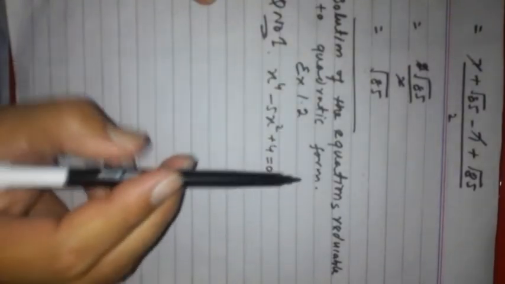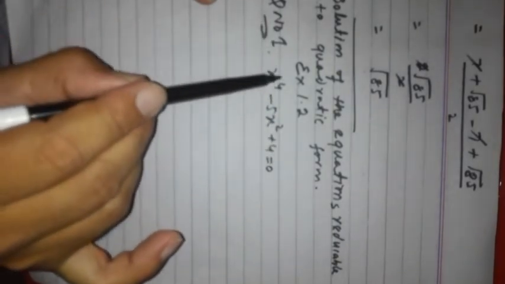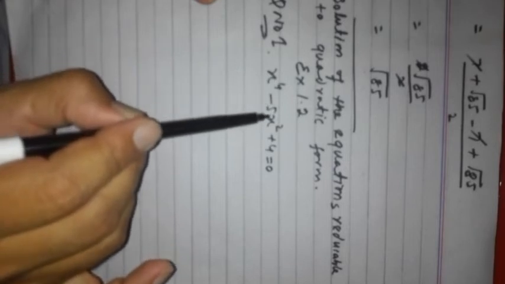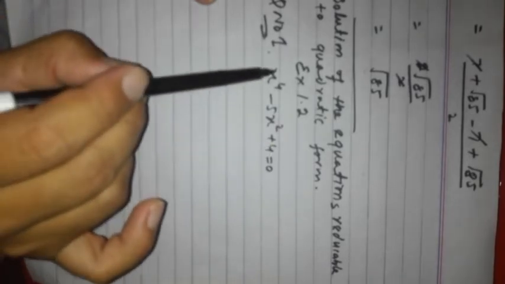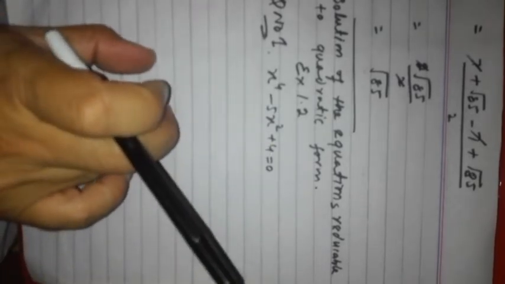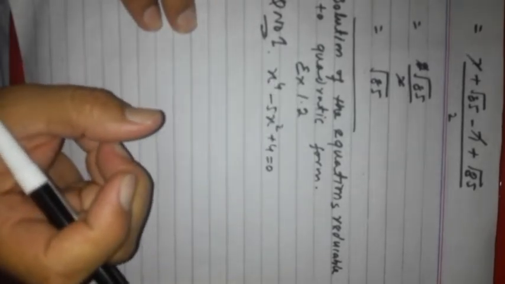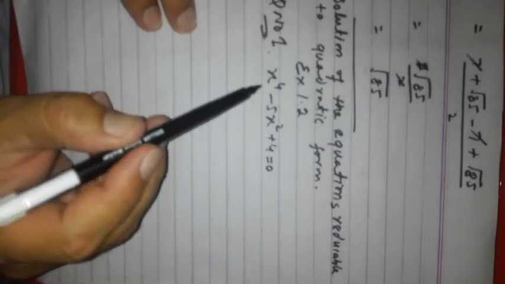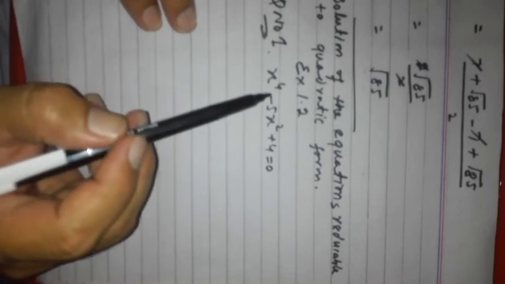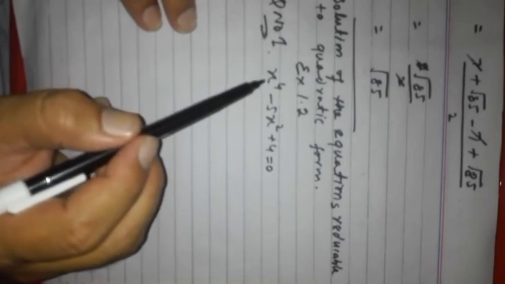Solution of the equations reducible to quadratic form. Exercise 1.2. The first question is x power 4 minus 5x square plus 4 equals to 0. This equation is having a degree 4. Here the highest power of the exponent is 4, so it is a 4 degree equation, and it is also called a biquadratic equation. We can change this equation into a quadratic equation and then we will solve it. So how?